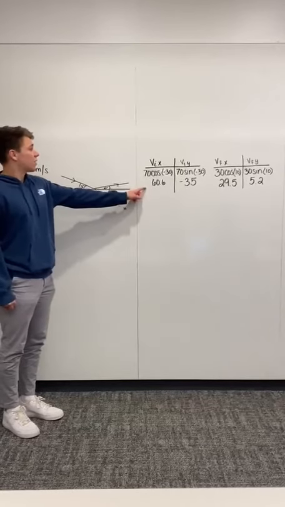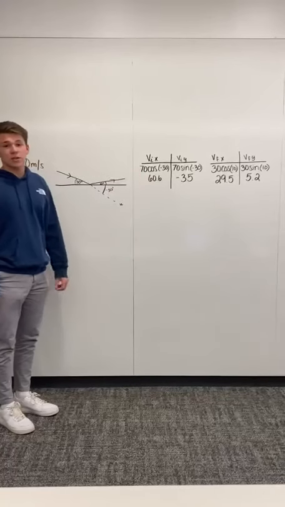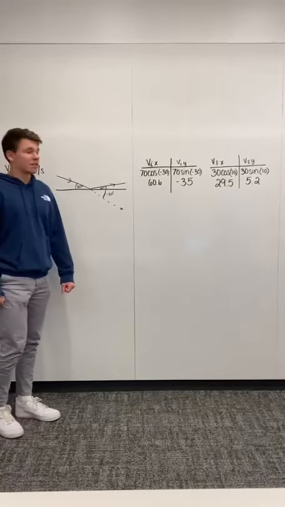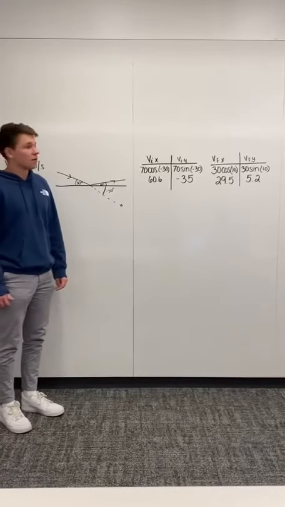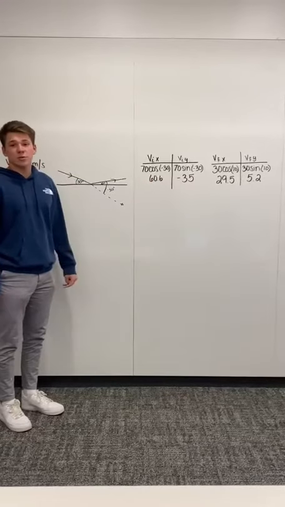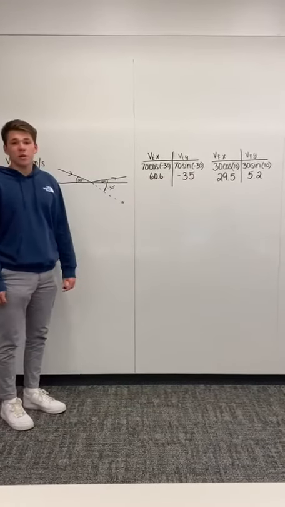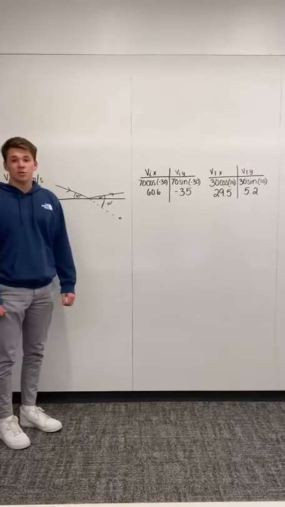To find the initial velocity in the x direction, we did 70 cosine negative 30. The 70 represents the initial velocity of 70 meters per second, and the negative 30 represents the direction it is headed, as you can see here. We found that it was 60.6 meters per second. For the initial velocity in the y direction, it was negative 35 meters per second. The final velocity in the x direction was 29.5 meters per second, and the final velocity in the y direction was 5.2 meters per second.